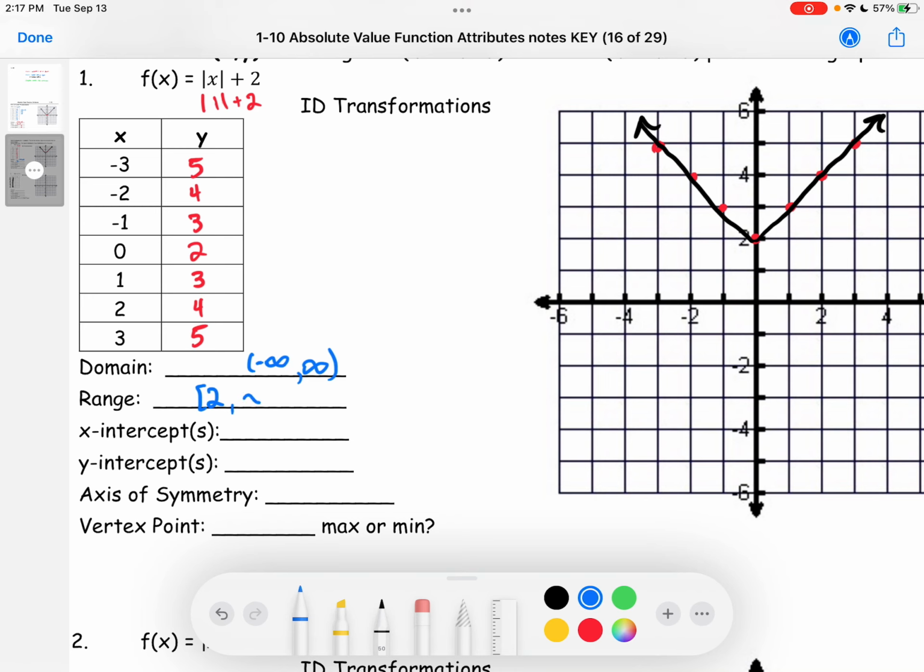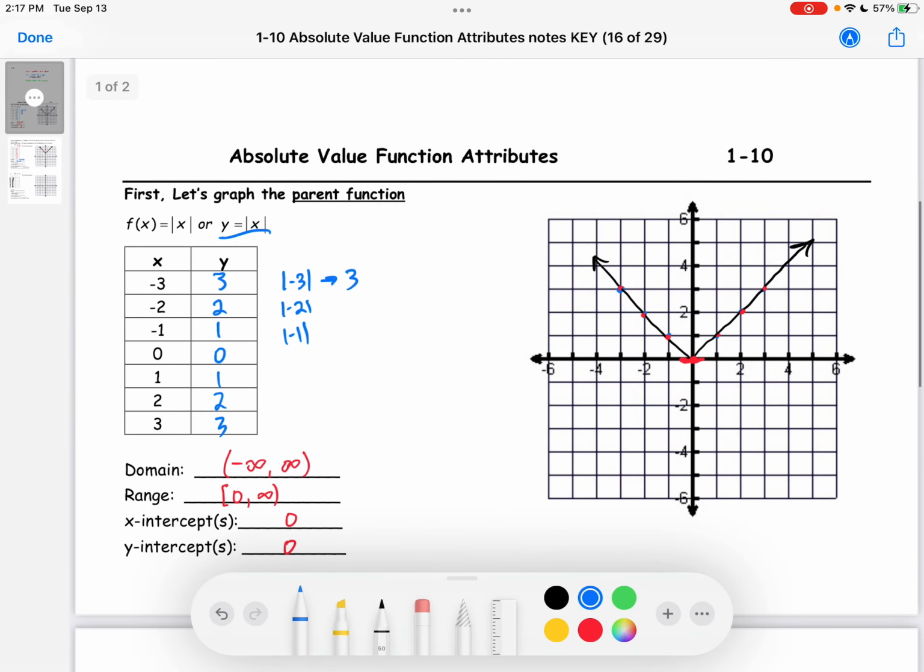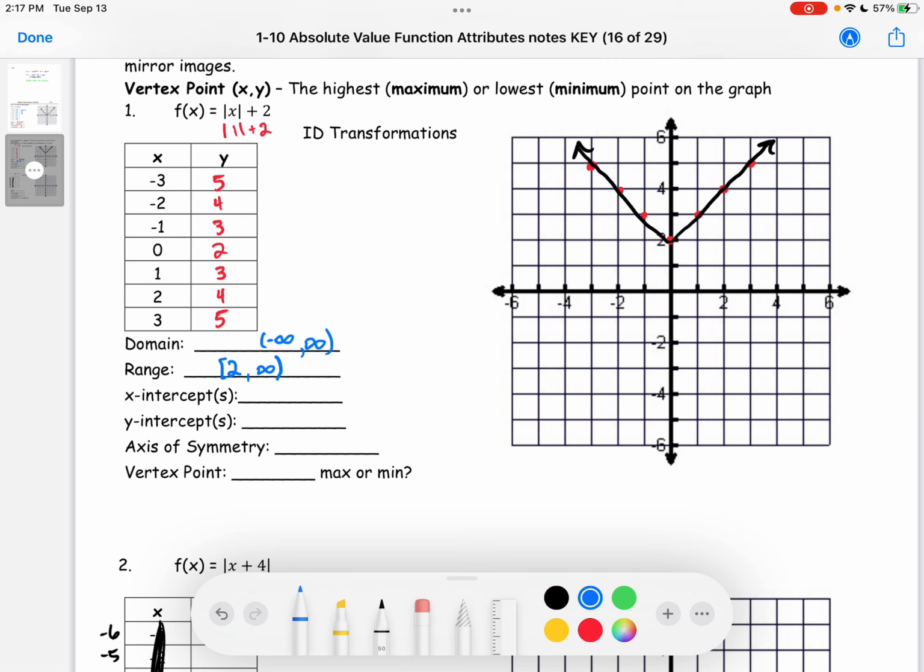In fact, you can see that the whole entire thing, not just that one point down there, the whole entire graph compared to our original parent function, that graph compared to this one, the whole thing has shifted up by 2 units. Okay, that's what we're going to list right here. The whole thing has shifted up by 2 units. We'll talk more about that in the next lesson, all right?